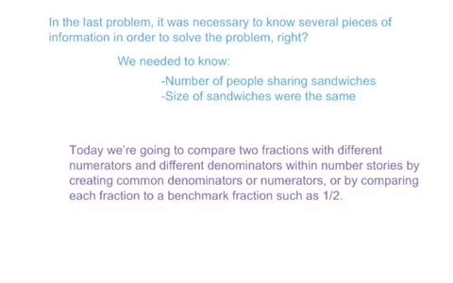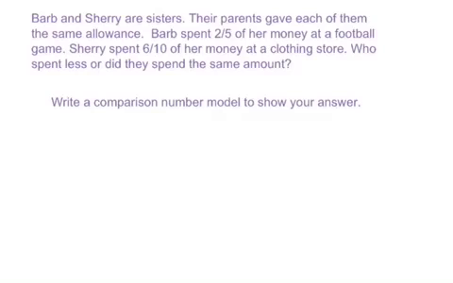All right, let's take a look at some problems. Here's the first one. Barb and Sherry are sisters. Their parents gave each of them the same allowance. Barb spent 2/5 of her money at a football game. Sherry spent 6/10 of her money at a clothing store. Who spent less? Or did they spend the same amount? So write a comparison number model to show your answer, and then jot down some thoughts as to how you got there. When you're done, come on back.